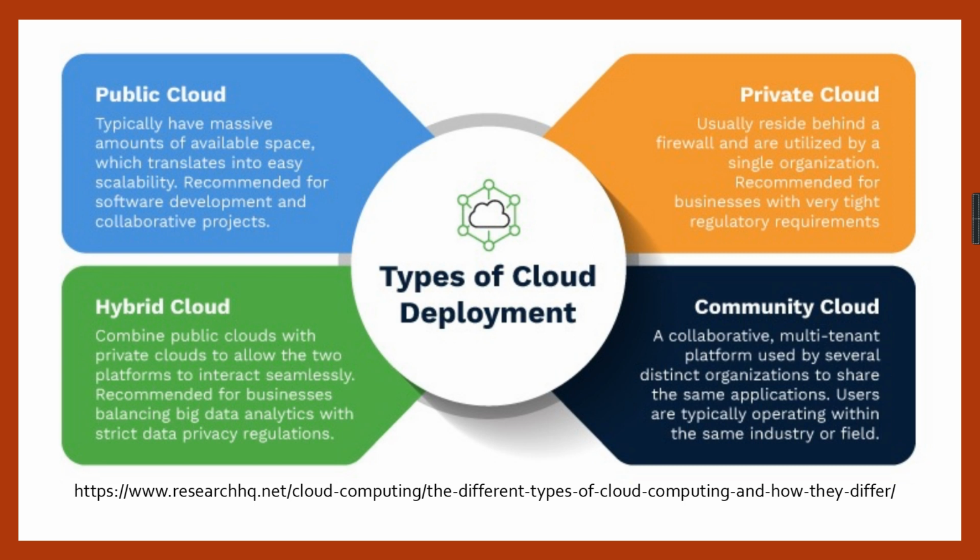Now the third one here, hybrid cloud, combines public clouds with private cloud. That means it has the advantage of both public cloud as well as private cloud. The best points of public cloud and private cloud get combined in the hybrid cloud. So it combines public clouds with private cloud to allow the two platforms to interact seamlessly. Recommended for businesses balancing big data analytics and strict data privacy regulations.